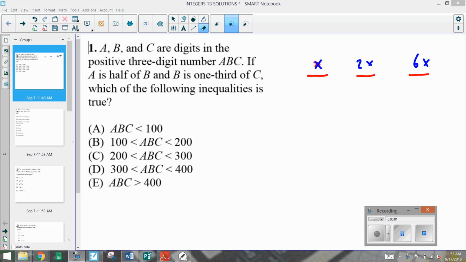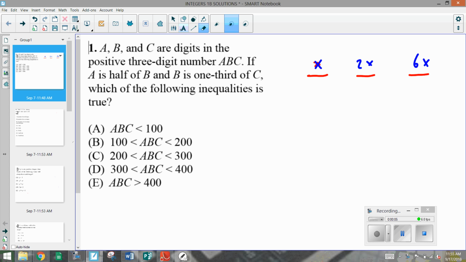A is half of B. Okay, so this one, let's call this one A. All right, A, this is B, this is C. A, B, and C are digits, like 3-digit numbers. I'm just making up 527.